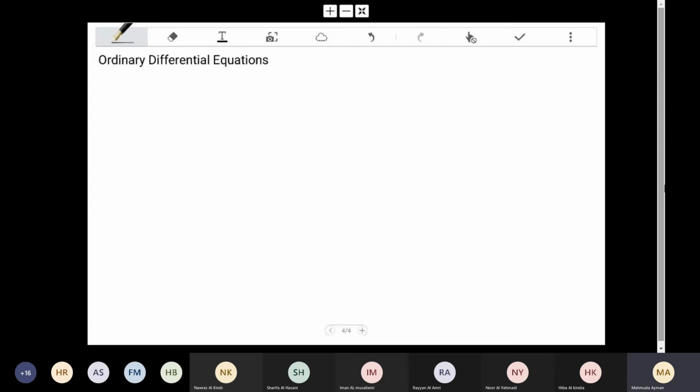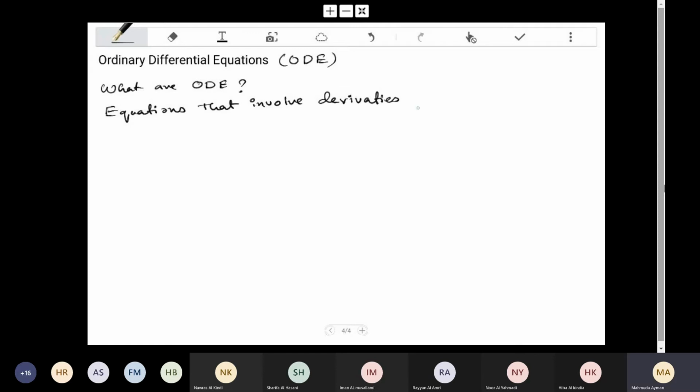And the first question is, of course, what are, I'll just write it in short form, what are ordinary differential equations? So this is an ordinary differential equation. So it is equations that involve derivatives of one or more functions.